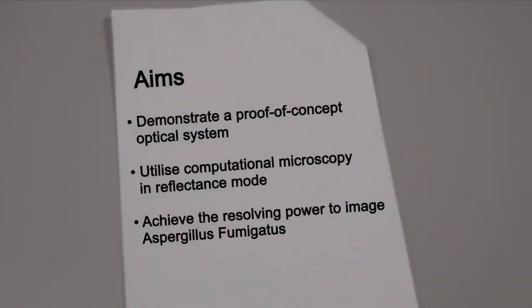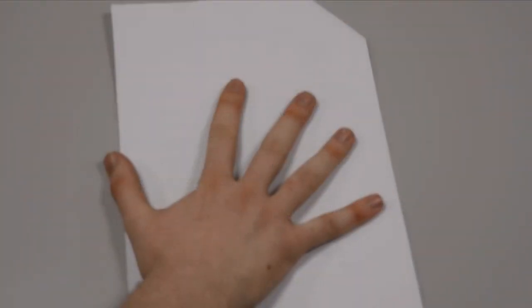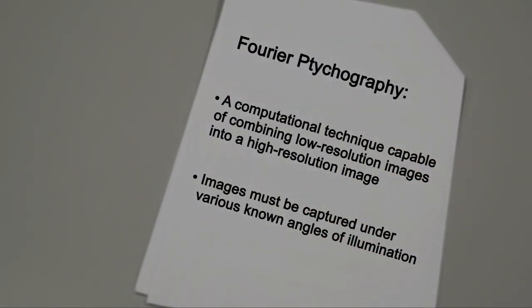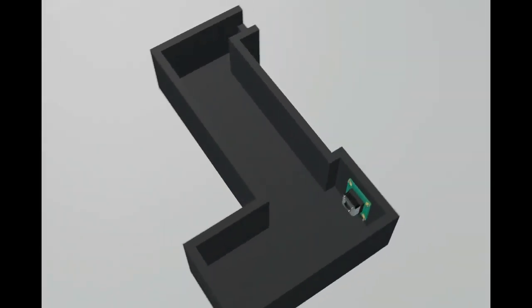This project aims to demonstrate a proof-of-concept optical system utilizing computational microscopy in reflectance mode to achieve the resolving power needed to image Aspergillus fumigatus spores. Fourier ptychography was identified as a computational microscopy technique capable of combining multiple low-resolution images into a single high-resolution reconstruction. To do this, the system must be able to capture images illuminated from known angles of illumination across a variety of angles with a consistent area of illumination.